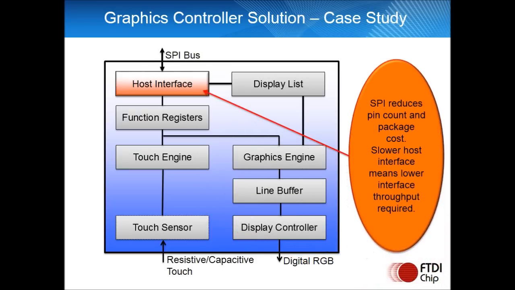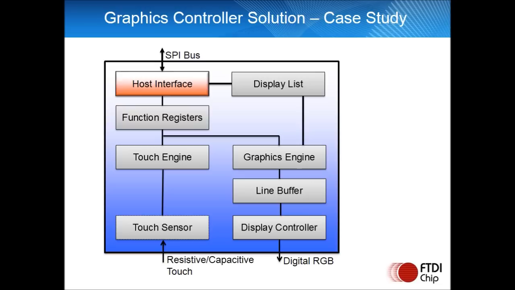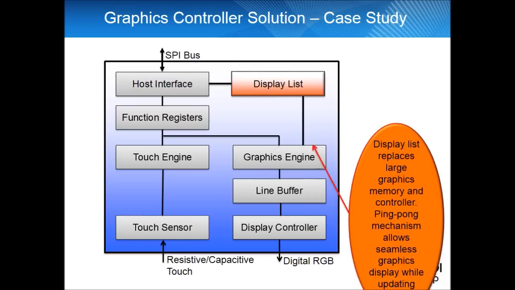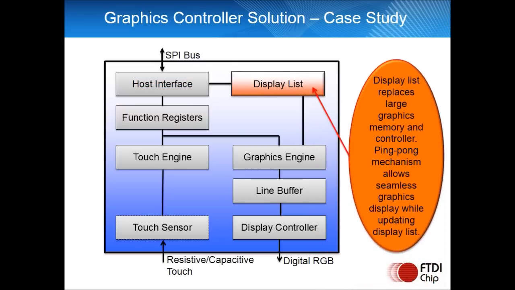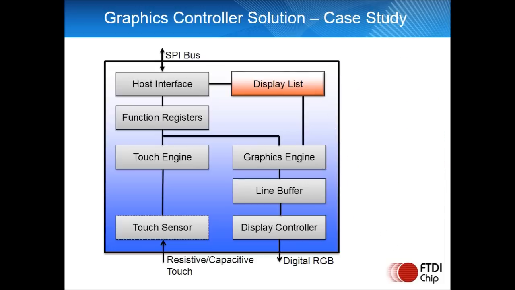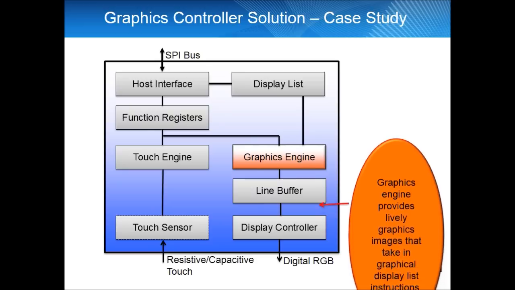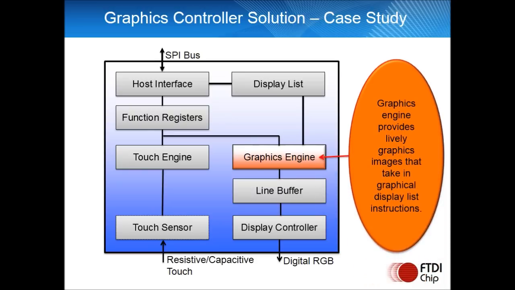DisplayList memory stores primitive objects, replacing a large graphics memory. Higher level graphic widgets can also be implemented as display lists, including clocks, keys, gauges, etc. To ensure seamless transition between the microcontroller updating the display list and display controller refreshing the panel, a ping-pong mechanism completes updates on screen through register commands.